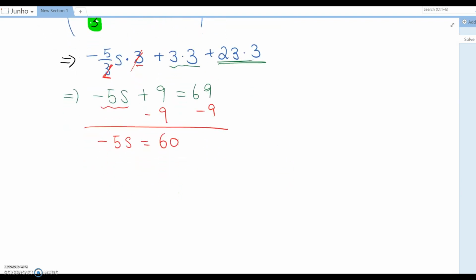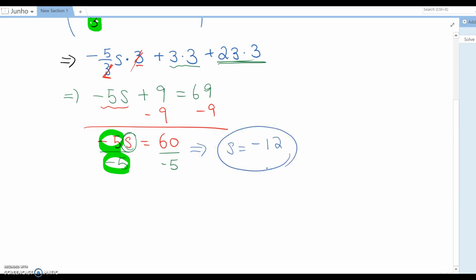So the last step, you divide by negative 5. You may think, why not just 5? Because we want to isolate a single s, not even negative s. Therefore, you're dividing by exactly the same coefficient, which is negative 5. So we divide each term by negative 5. Then the answer becomes s equal to negative 12. That will be the answer for this question.